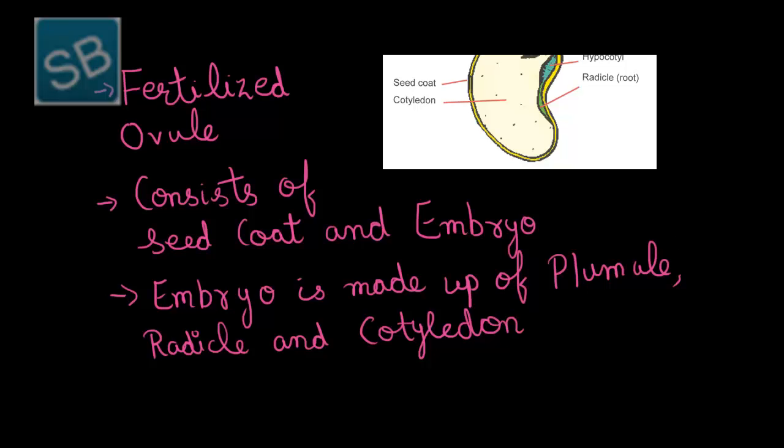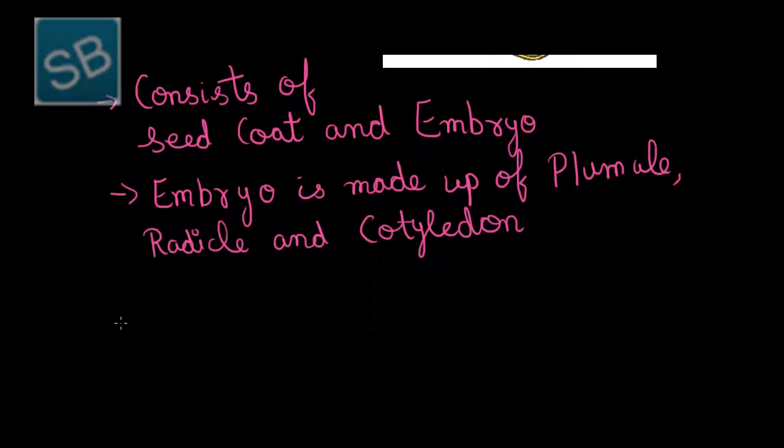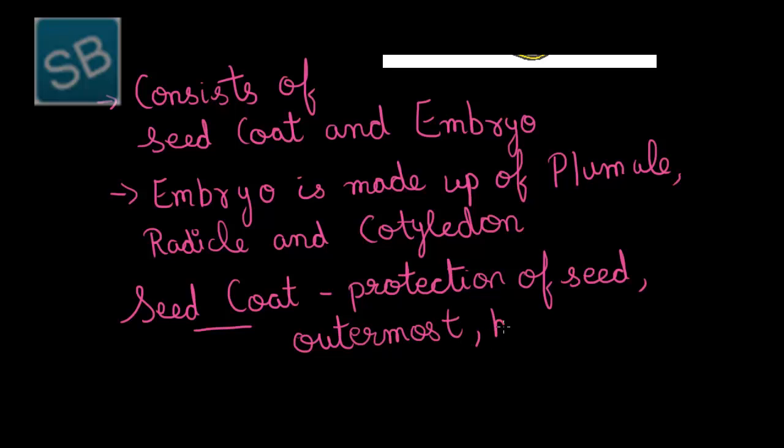The first part of the seed, that is seed coat, as can be seen from the figure, is the outermost region. Therefore, seed coat is responsible as a protection unit of the seed, which is the outermost and hard and tough region.